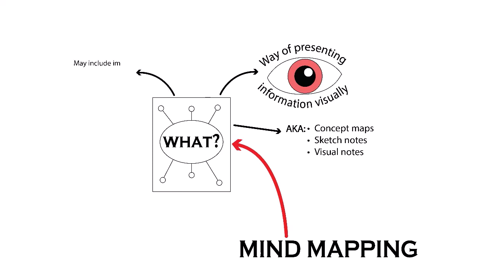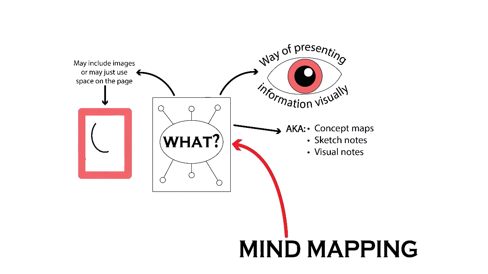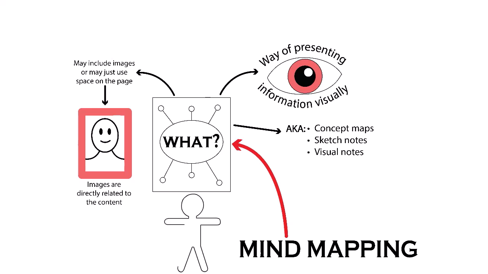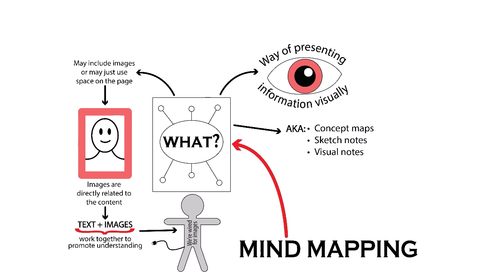Mind maps may include images, but they may just use space on the page to convey relationships between ideas. When there are images, the images are directly related to the content. Because we, as humans, are wired for images, but also need text for clarity, the text and the images work together to promote understanding and retention.